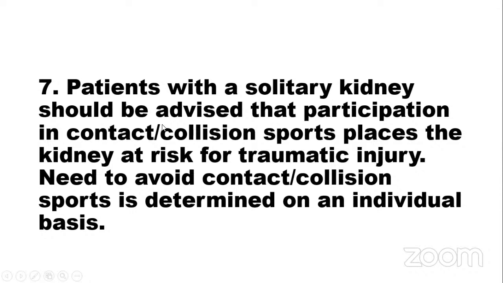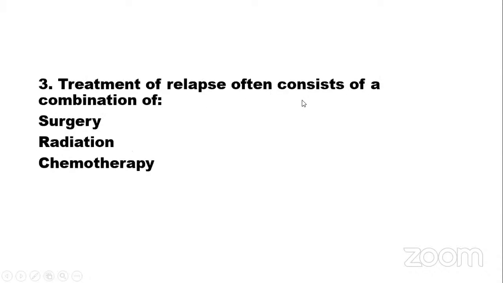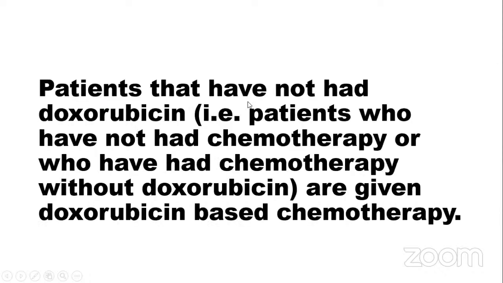Patients with solitary kidney should be advised that participation in contact or collision sports puts the kidney at risk for traumatic injury. The need to avoid contact collision sport is determined on an individual basis. Relapse: the lung is the most common site of relapse. Relapse usually occurs within 2 years of the diagnosis. Treatment of relapse often consists of a combination of surgery, radiation, and chemotherapy. Patients who have not had doxorubicin are given doxorubicin-based chemotherapy.